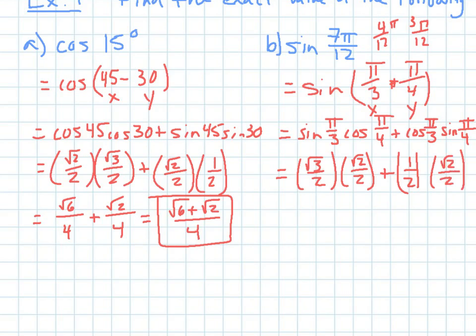Now if you notice, it looks very similar to the problem we just had, because I get square root of 6 over 4 when I multiply, and square root of 2 over 2 or 4. So that gives me square root of 6 plus square root of 2 over 4.